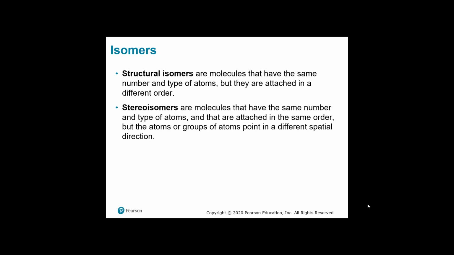Okay, so isomers. Isomers are compounds that have the same formula, but they have different structures. So they're attached in a different order. And from there, we're going to break down and look at different isomers. There are different types of isomers: structural isomers and stereoisomers.